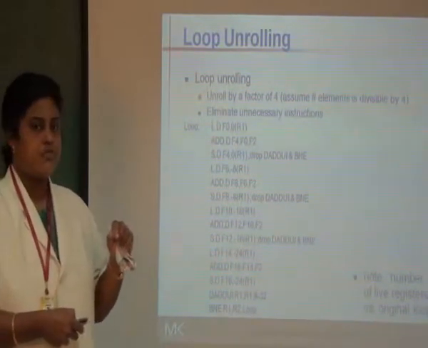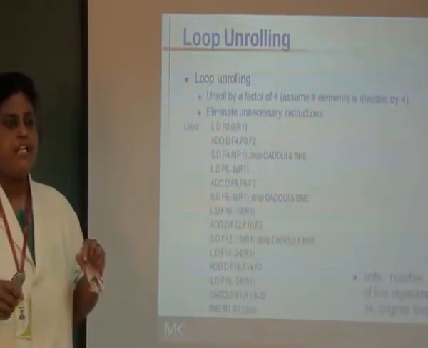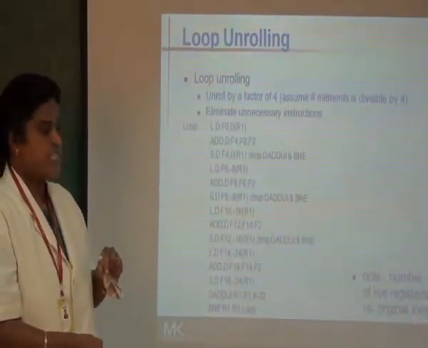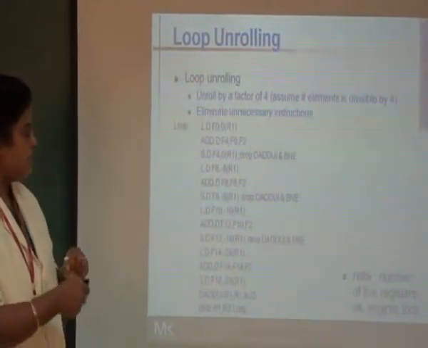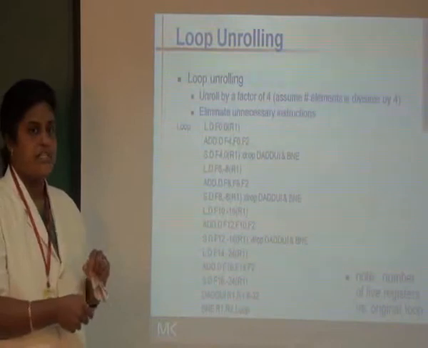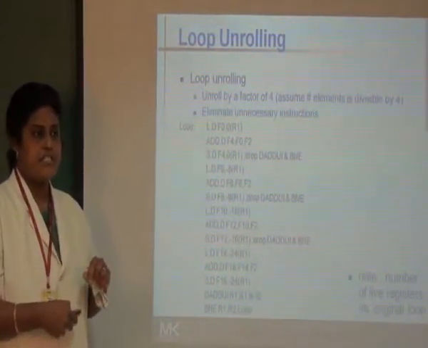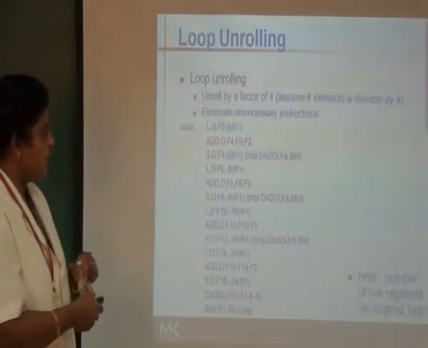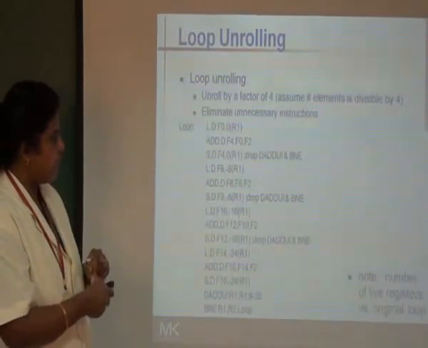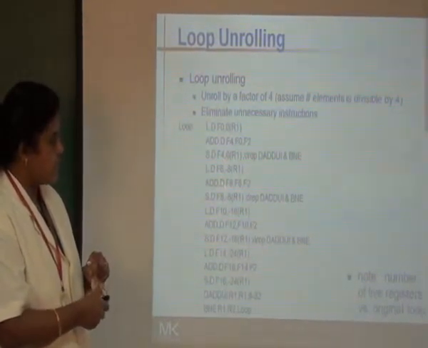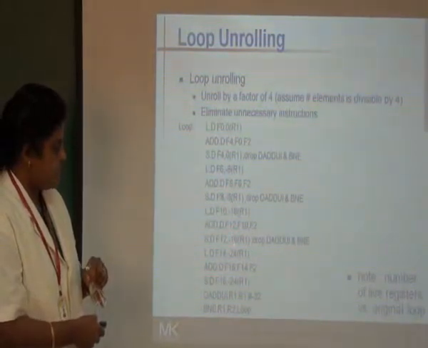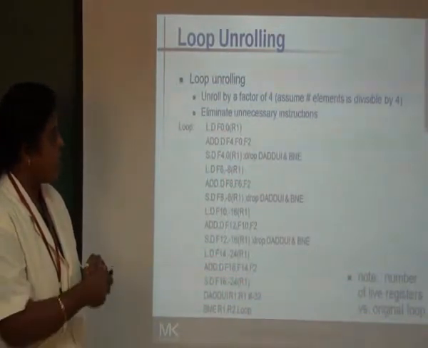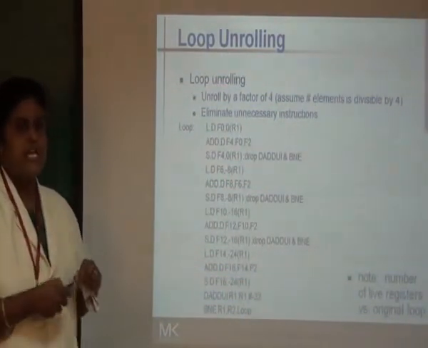If we are dropping this loop and making use of loop unrolling, what is the negative point in this case? The negative point is the number of live registers versus the original loop. Because when we have dropped this branch not equal to instruction, the number of live registers we use in the program is going to increase, because the loop is removed. Every time we are using F4, F6, F8, F10, F12, F14, F16, all these are going to be additional registers when we unroll this loop. This is the negative point.